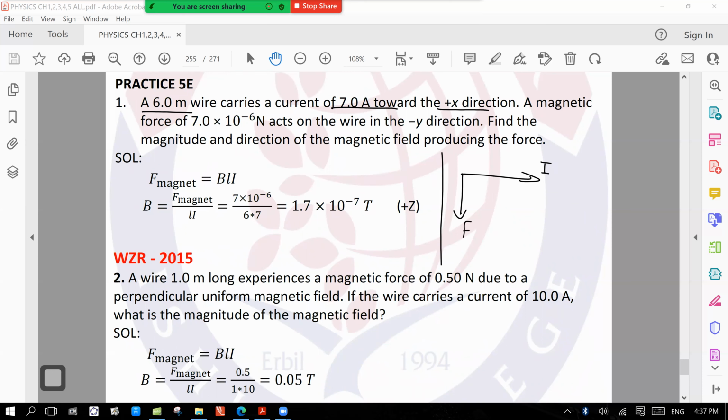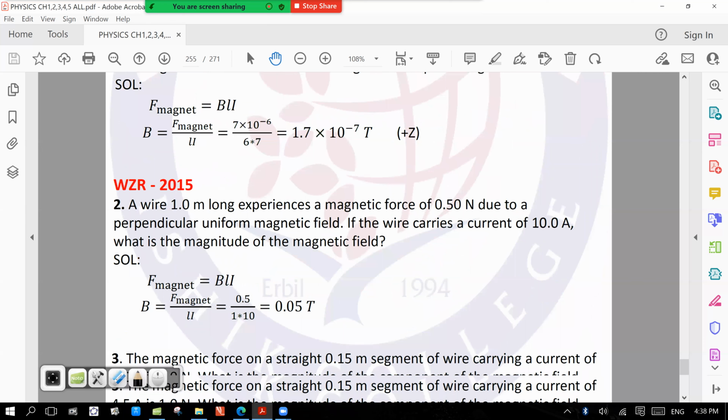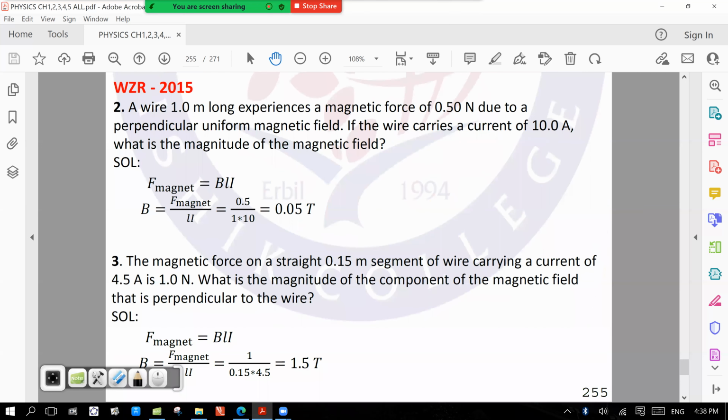What is going to be the direction of the magnetic field? So my palm should show me that way, and my thumb should show me that direction. And as I will see, this forefinger is going to be out of the screen, positive Z. And that's it. The magnitude is quite easy. You can just find it out by yourself. It is a Giancoli question, by the way.